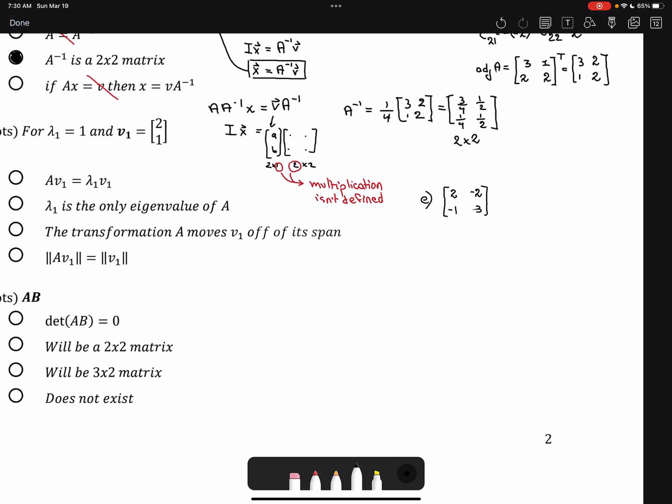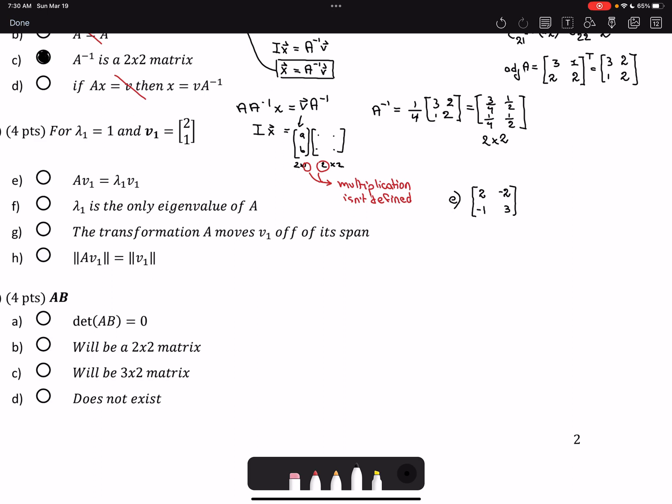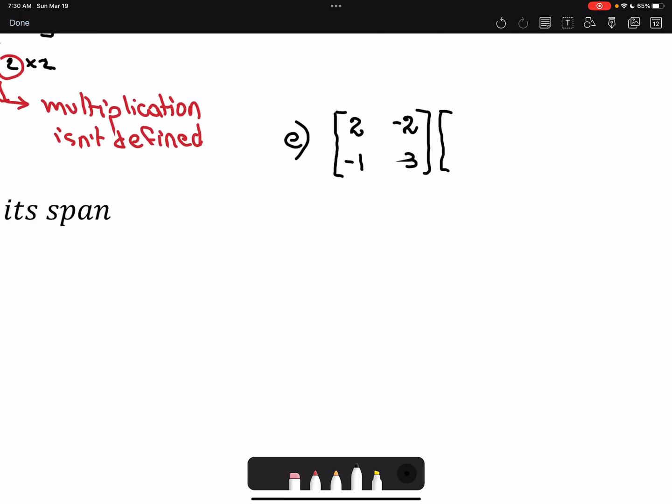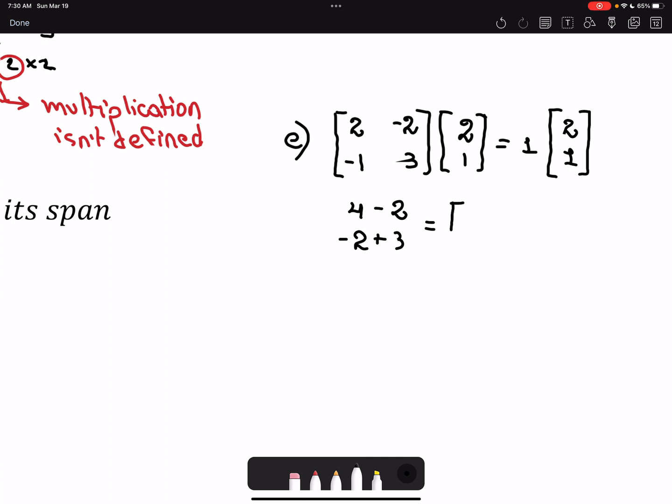And if I multiply this matrix by the vector V, which is the vector 2, 1, do I just get 1 times, and I should probably avoid this because it might be confused with a dot product, 2 and 1. Do I get this? Well, let's see. We get a 4 minus 2 and a negative 2 plus 3. Is that equal to 2 and 1?